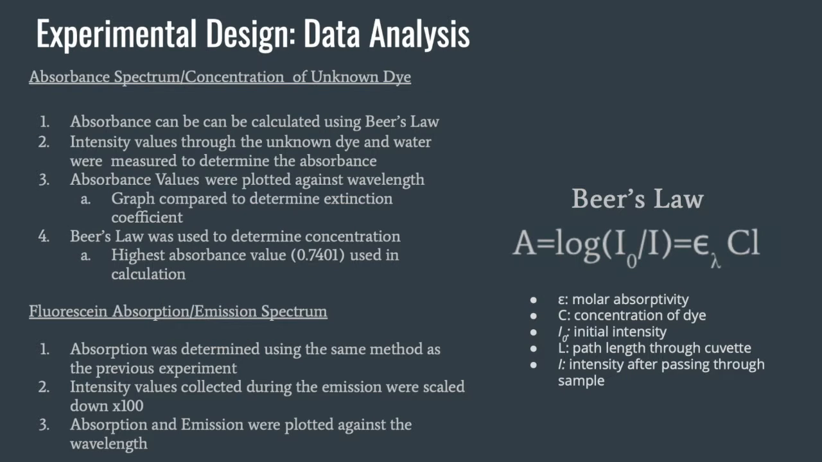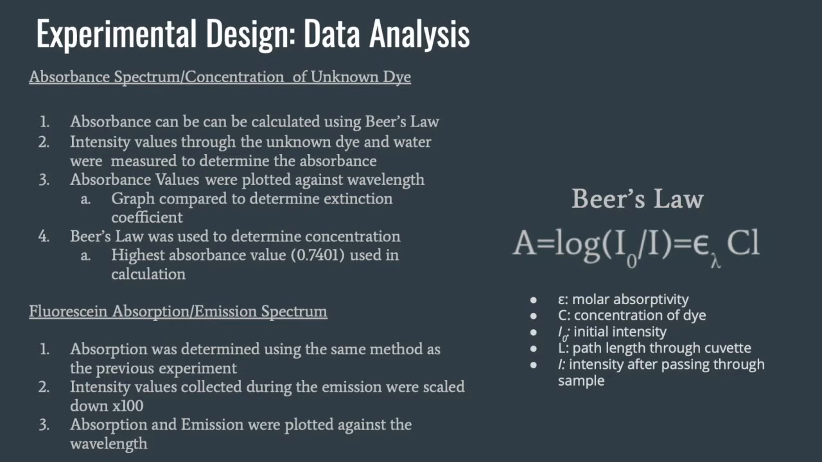Absorbance can be calculated using Beer's law. This involves dividing the intensity values of the light transmitted through the dye and water and taking the log of that quotient. This absorbance was then plotted against the wavelength of light to create an absorption spectrum, which was compared to known spectrums to determine the extinction coefficient.